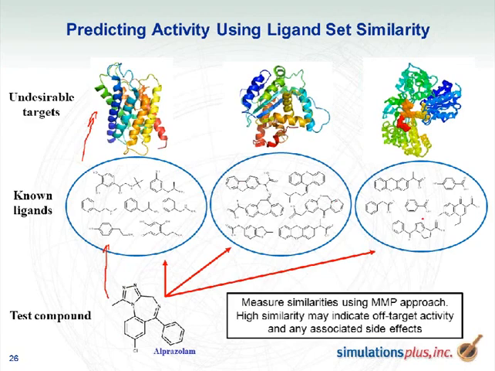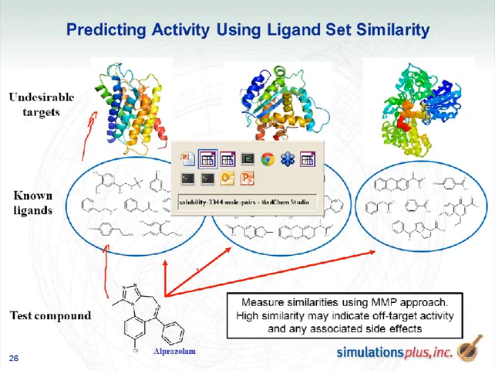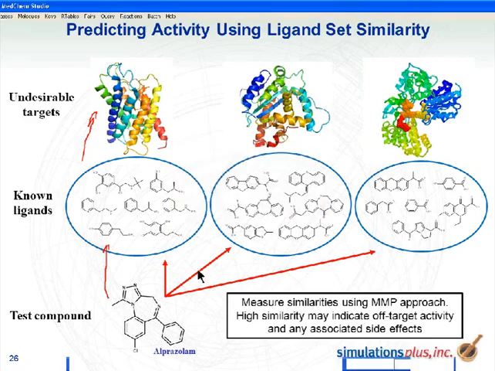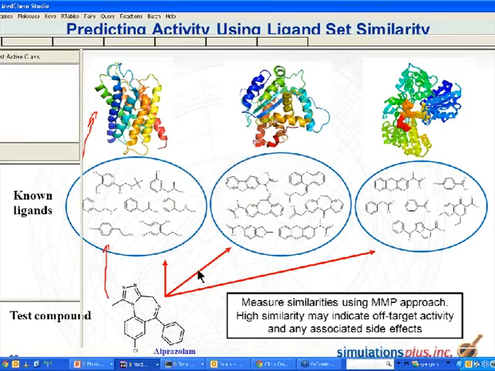So here we just have 3 examples of different target properties or different targets to hit, and we're looking for matches in any one of these type targets. So let me just briefly show how we perform matched molecular pair search on a query molecule.